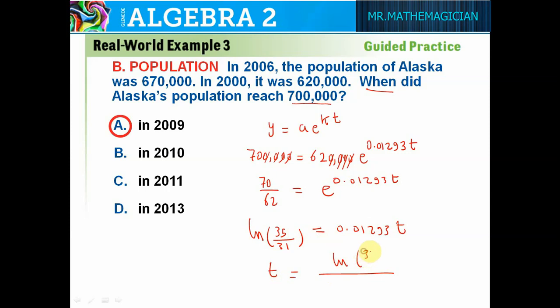So t equals ln 35 over 31 over 0.01293, and you will find it approximately 9 years. So 9 years starting 2000, it will be really in 2009.